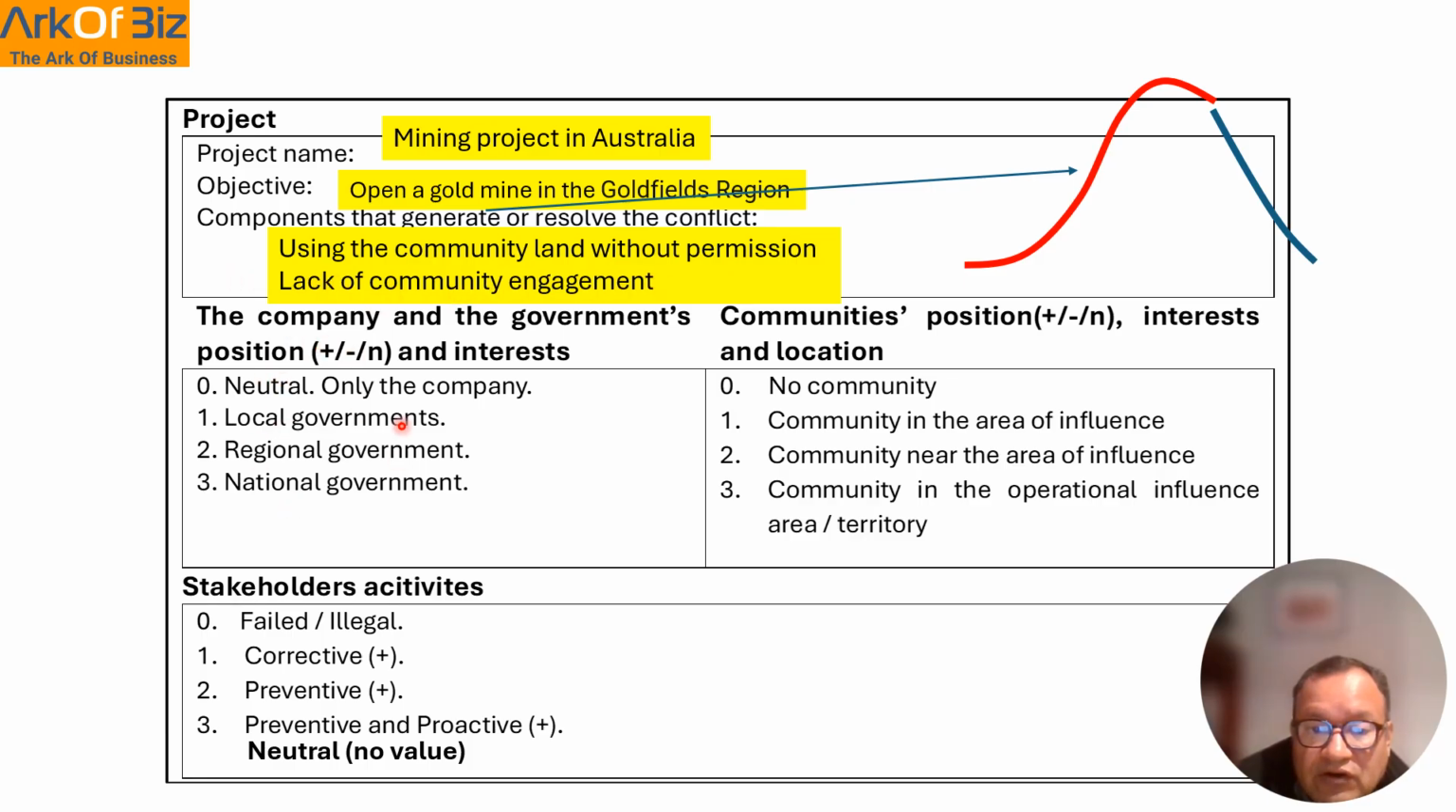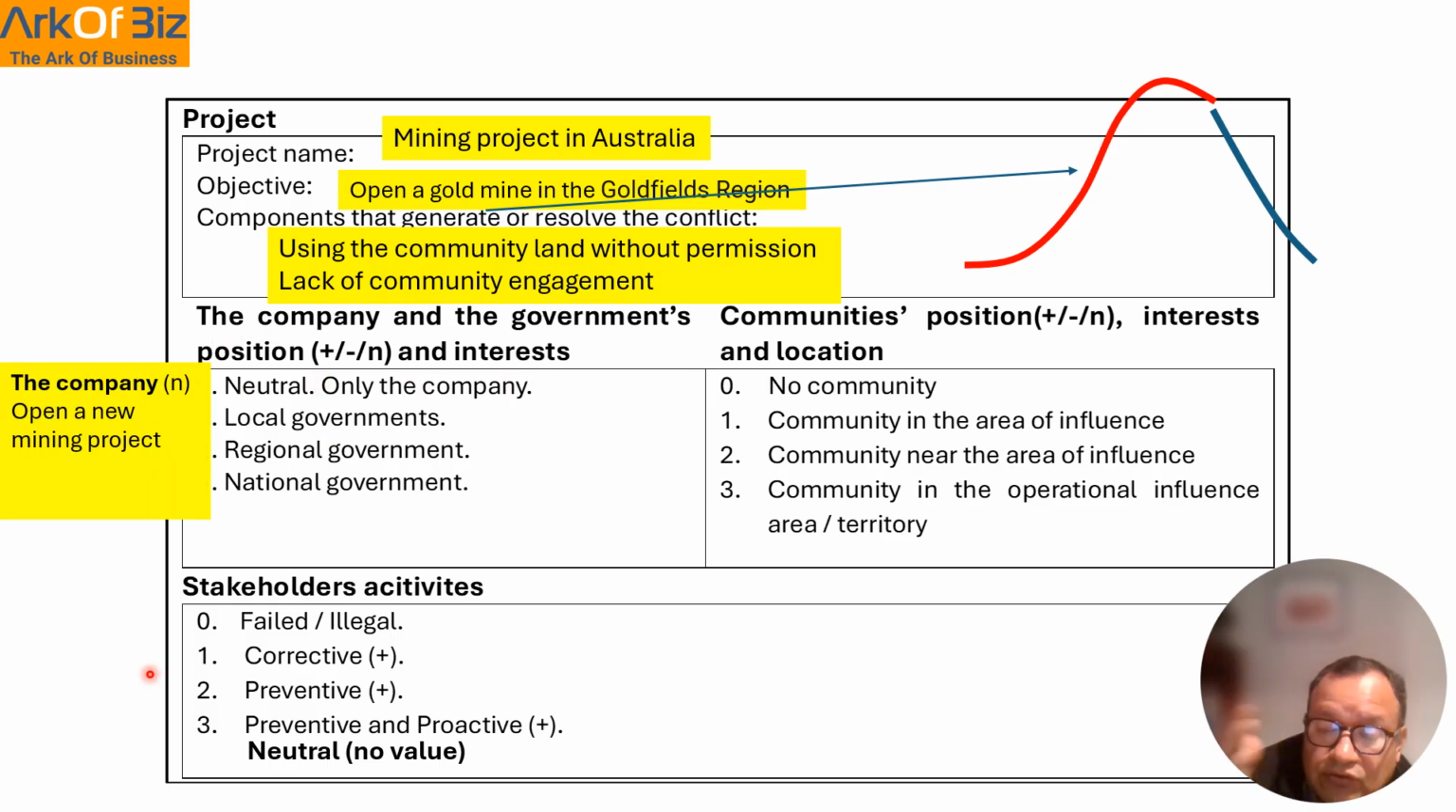So let's go to the company's and the government's positions and interests. Remember that the company is always there because this ASEC tool is to analyze social conflict in the extractive industry. So here we have the company. The company is always neutral. It has a value N, neutral, and the interest is to open a new mining project.